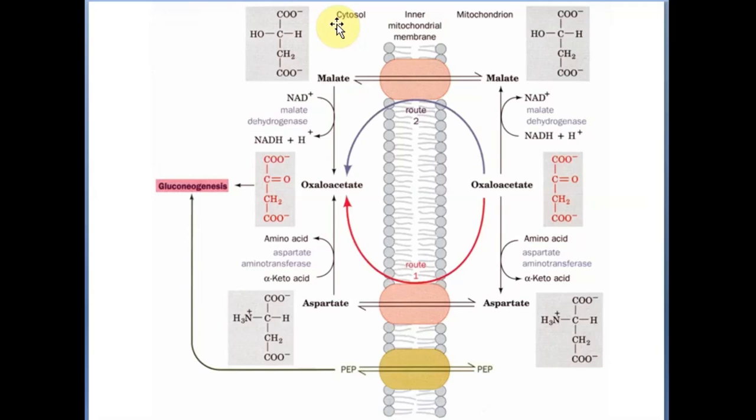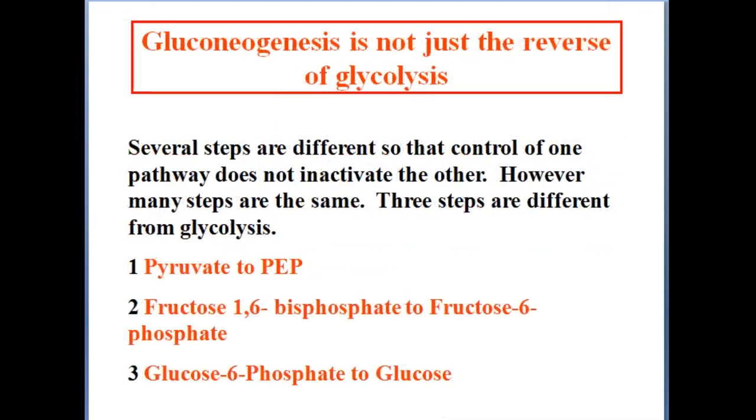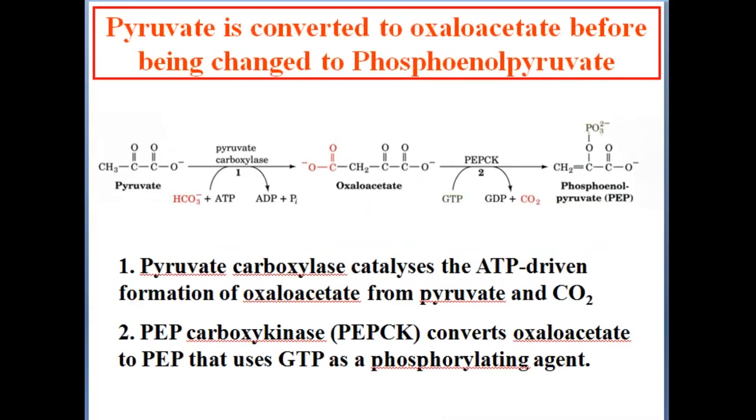Now we will look into the energy requirement for carrying out gluconeogenesis. When two molecules of pyruvate are converted to oxaloacetate, two molecules of ATP are utilized. Similarly, when two molecules of oxaloacetate are converted to phosphoenol pyruvate, two GTP are utilized.